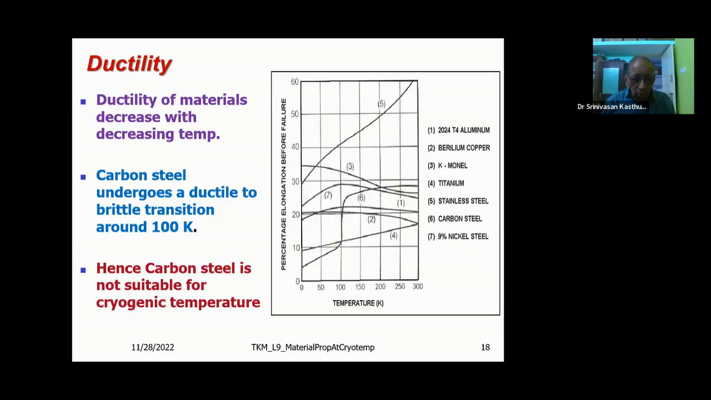For example, if you take carbon steel, it undergoes a ductile to brittle transition. So carbon steel here is number 6. You can see here this curve goes down and there is a sharp transition around 100K. So it undergoes a ductile to brittle transition, and therefore the material will become brittle if you cross 100K. That's why we said carbon steel cannot be used for low temperature applications.